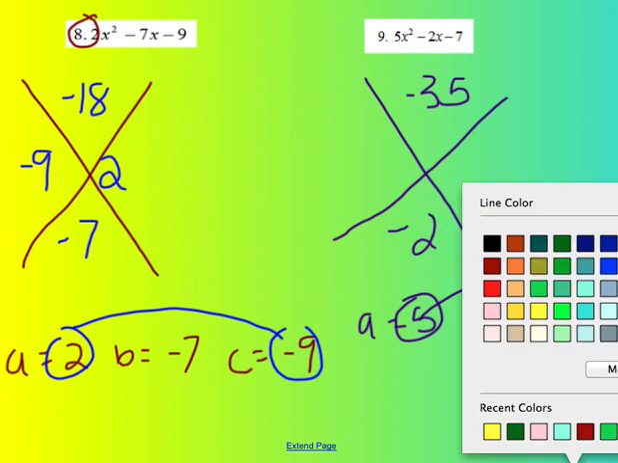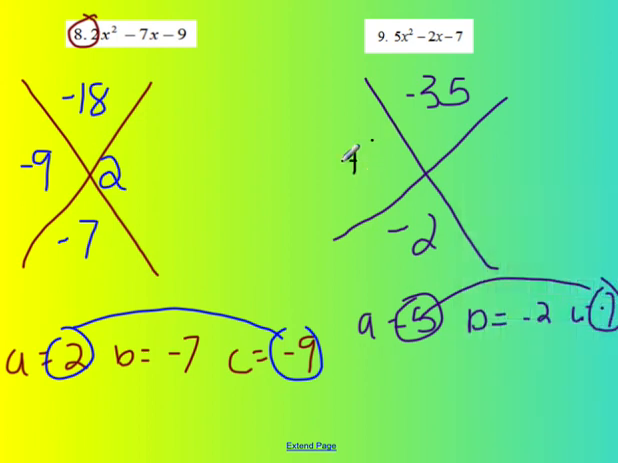So let's go ahead and write out our factor list. So we have a negative product, which means we're going to have a positive and a negative factor. So let's take a look at negative 35. Well, we have 1 and negative 35, negative 1 and 35. Well, 2 isn't going to work because it's an odd number.